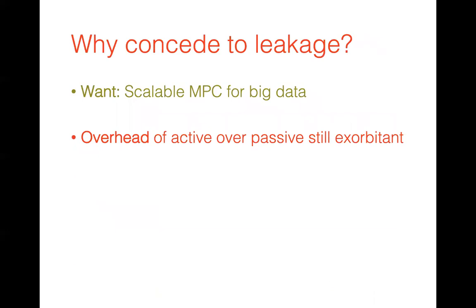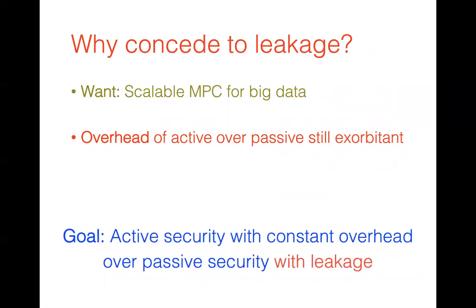And the first step we're going to do is we're going to concede to some leakage. And the rationale is that now this is becoming practical. We want to apply multi-party computation for large computations, for big data. We want to do machine learning computation. And we want active security in many of these scenarios. And the overhead is still pretty high for this to be practical. So the goal I'm going to say here is that we want to get active security with constant overhead, both communication and computation, over the passive security, where we're going to concede to some amount of leakage.